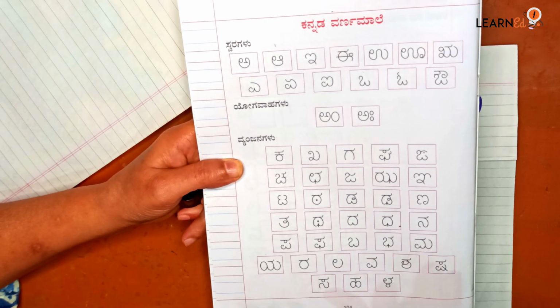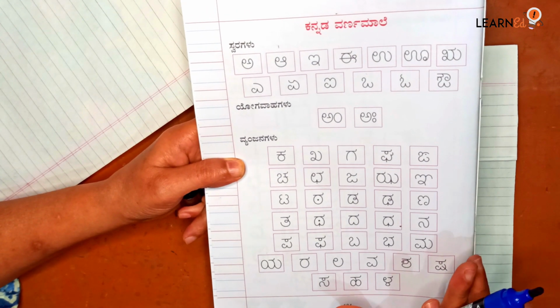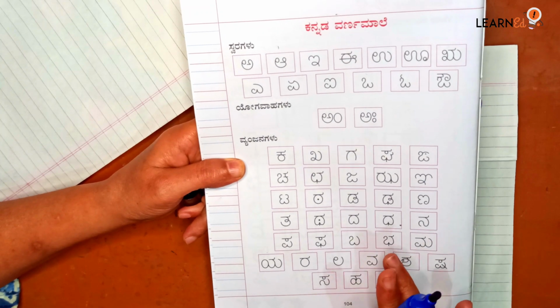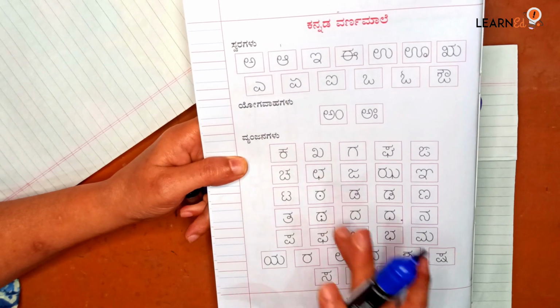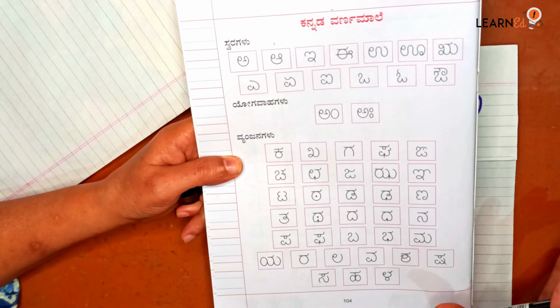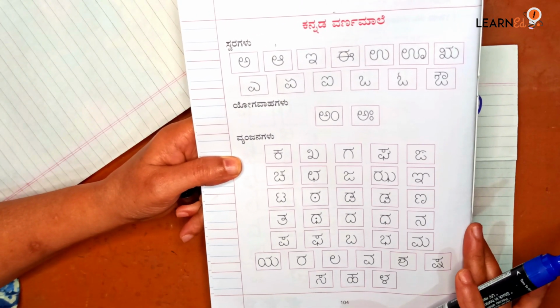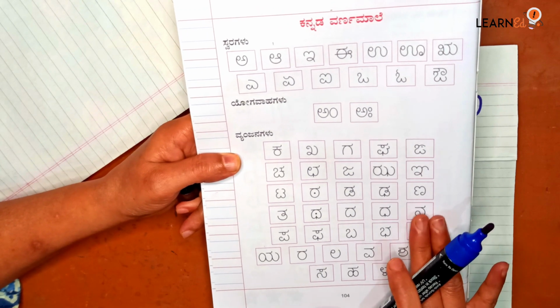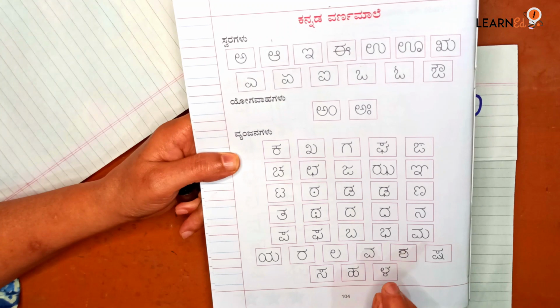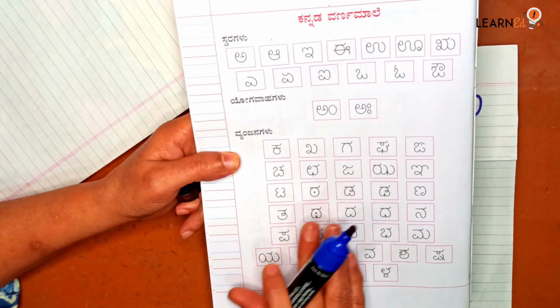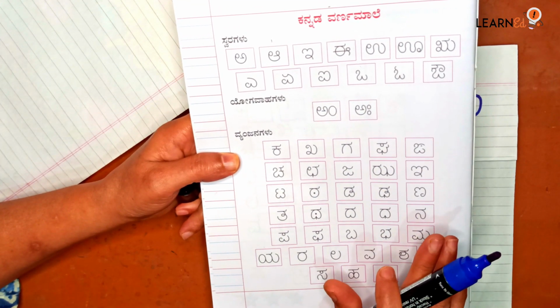Now we have finished learning all the 49 alphabets. 13 vowels, 2 yogavahas and 34 consonants. Totally 49 letters. Please practice and learn. In my following video, I'll show you small words using these alphabets without using Gunitakshara.